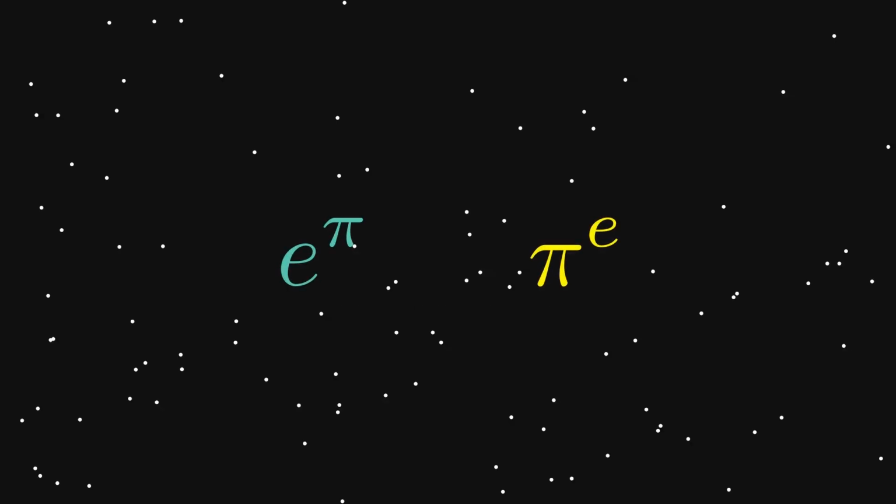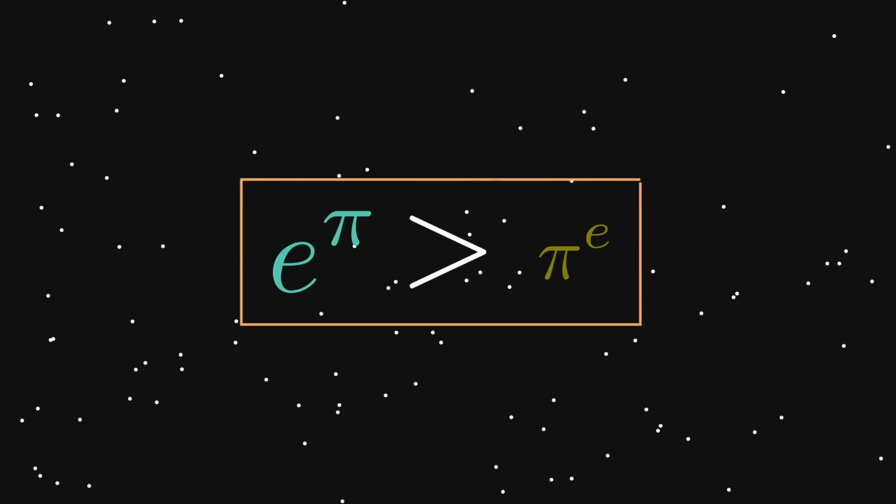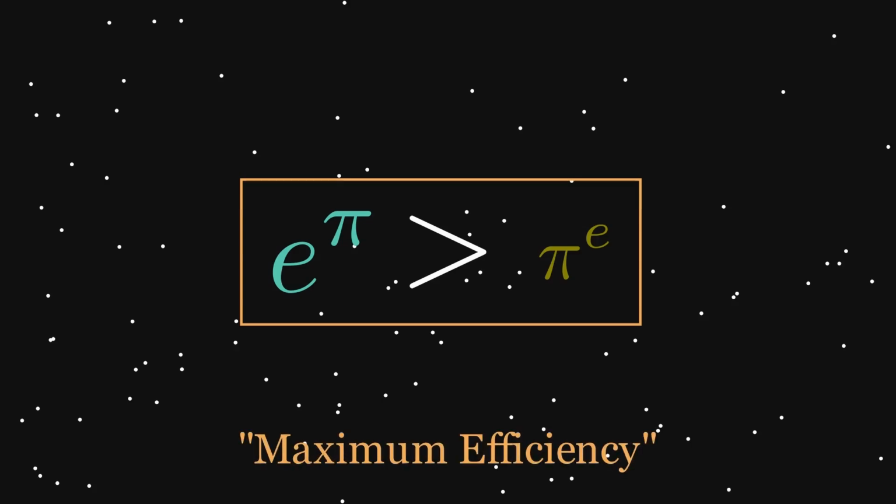So, back to our Titan match. e to the pi, versus pi to the e. Since e is the global maximum of our function, e beats everyone. Even pi. Therefore, e to the pi is larger. Mathematics shows us that e isn't just about interest rates. It is the number of maximum efficiency in the universe.